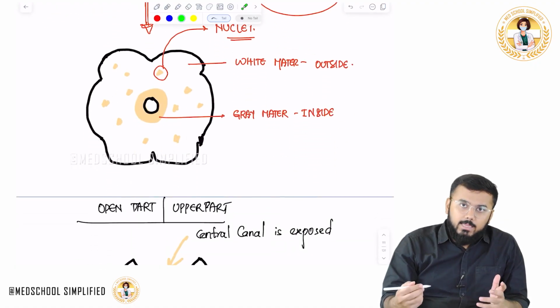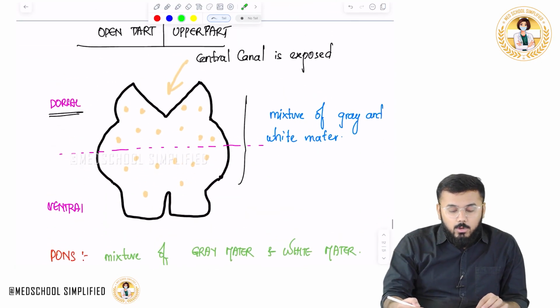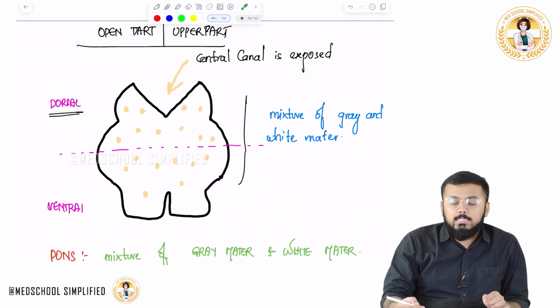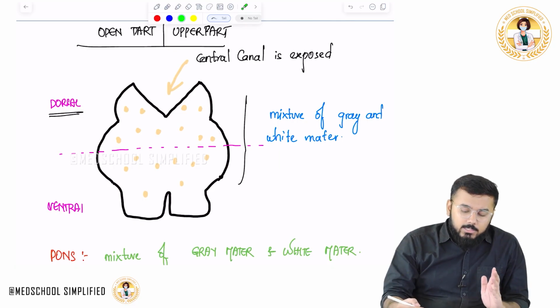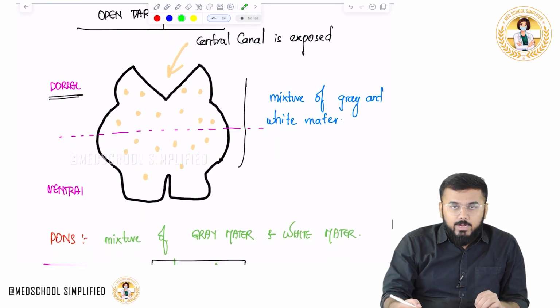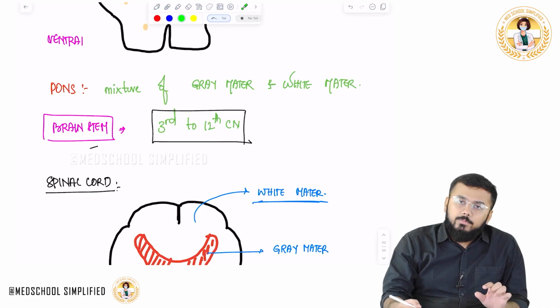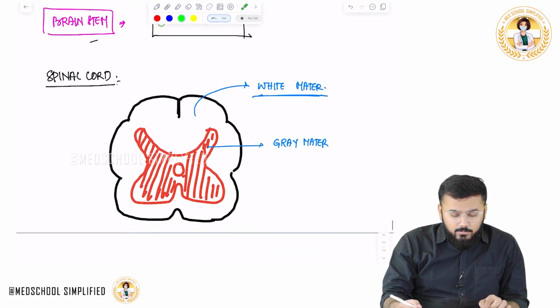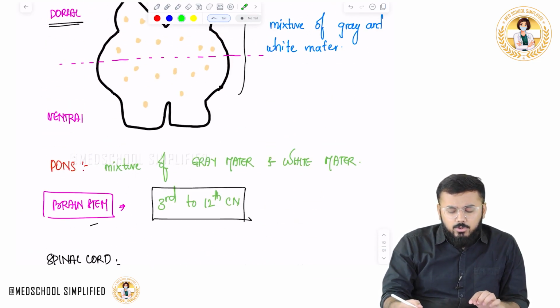Now, in this, again the same thing. But when it comes to the open part, here there is no central canal. Here there is a mixture of both gray as well as white matter. Even in the pons also, there is a mixture of both gray and white matter over here. Clear, all of you? Right. Now, sir, why in the pons is there a mixture of gray and white matter?